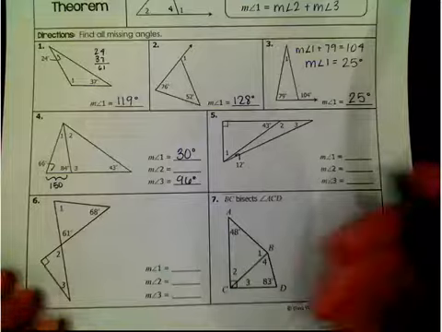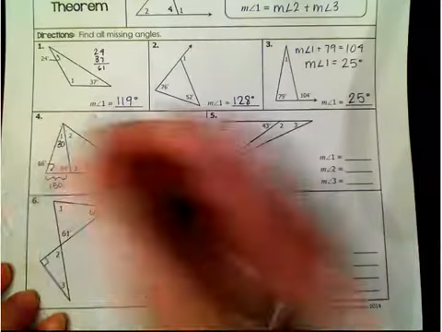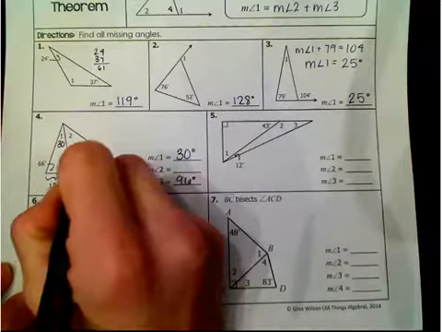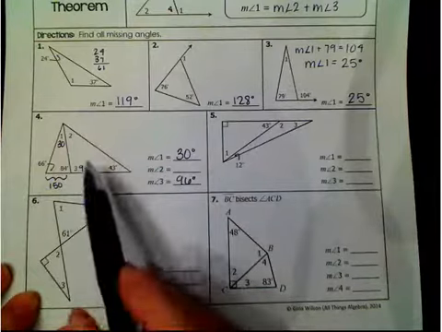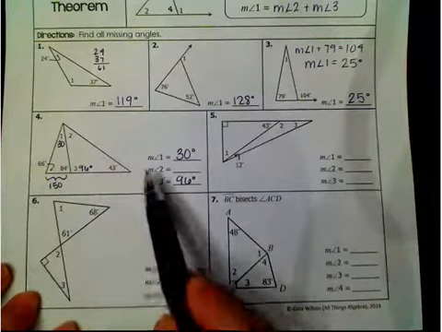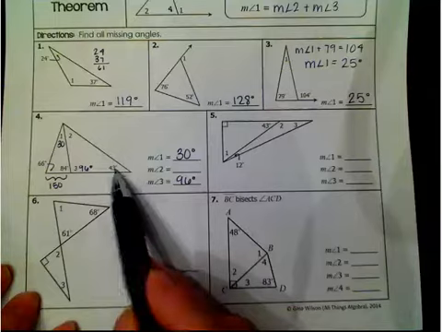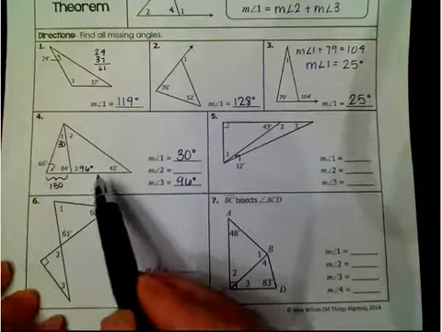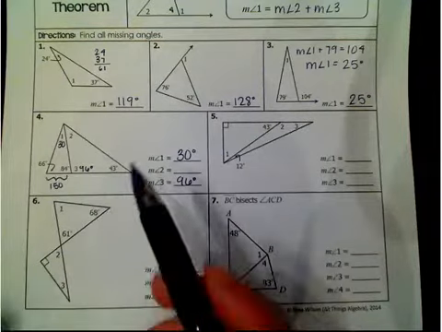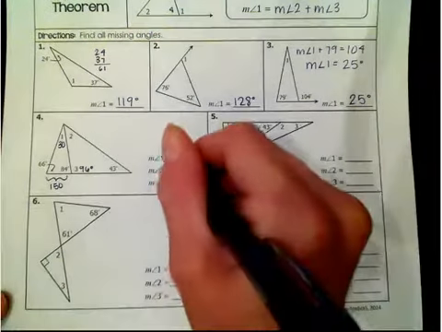And so I'm going to go ahead and label the picture with the angles that I just found. Okay, and then to find 2, I'll just add 96 plus 43, and I'll get 139. So I know that 2 needs to be 180 minus 139, which is 41 degrees.